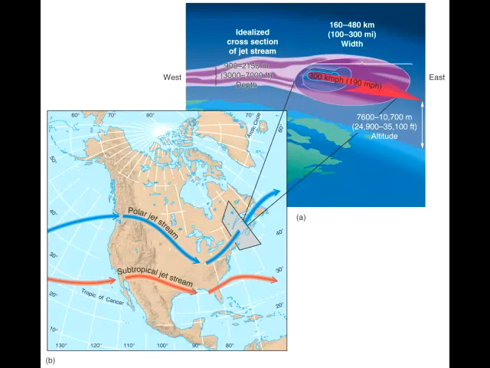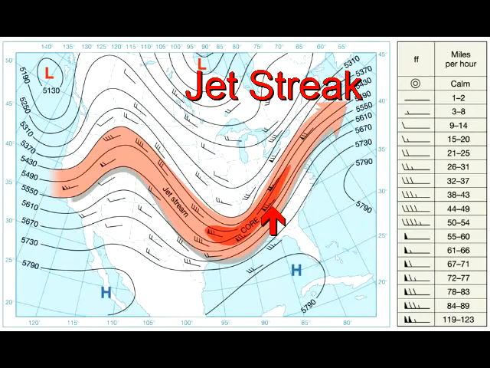Average characteristics of the jet streams are a width of 100 to 300 miles, a depth of 3,000 to 5,000 feet, an altitude of 24,000 to 35,000 feet, and wind speeds of 190 miles per hour. Jet streaks are defined as localized wind speed maxima along the jet stream.